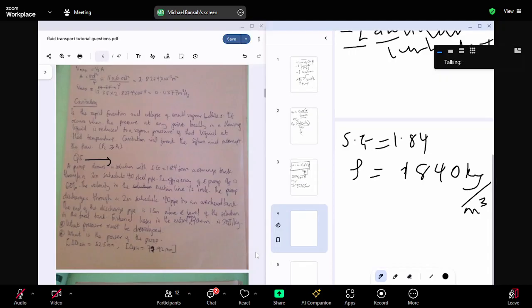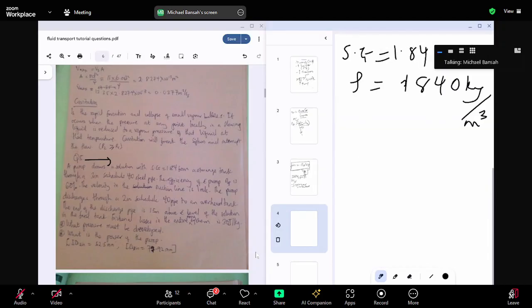All right. So it is pumped from a storage tank through a 3-inch pipe, and it's best to be drawing whatever you are given. A pump draws a solution from a storage tank. Most of the times, if the question hasn't told you that the storage tank is closed, assume it is open. Are we fine?